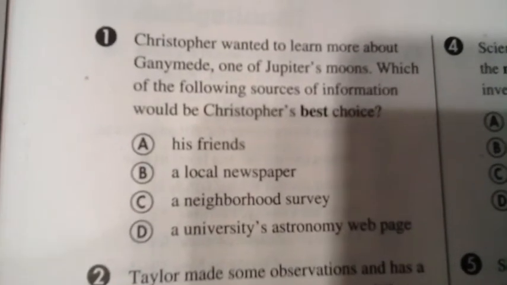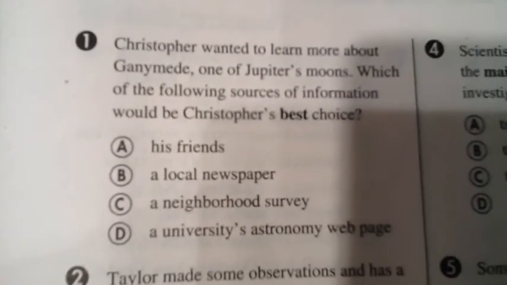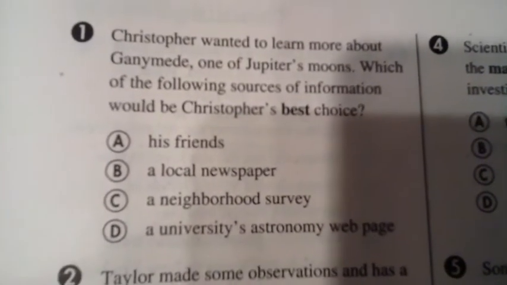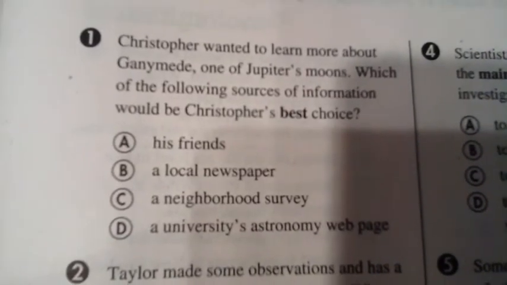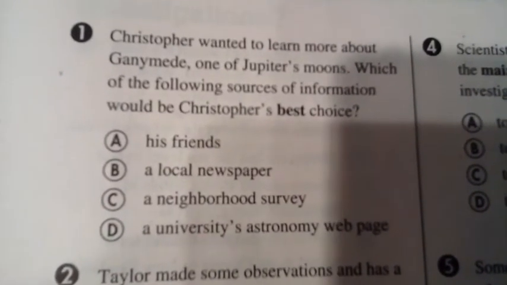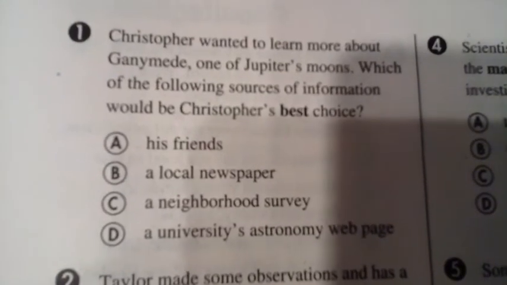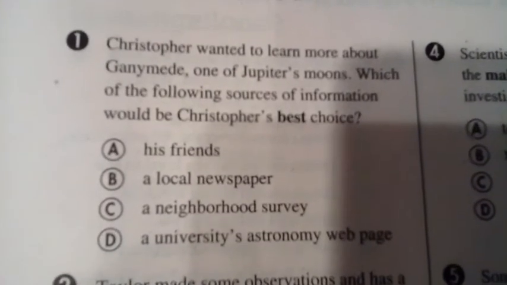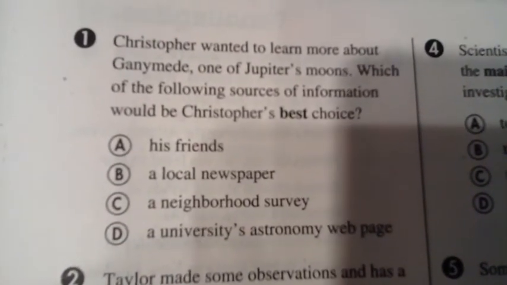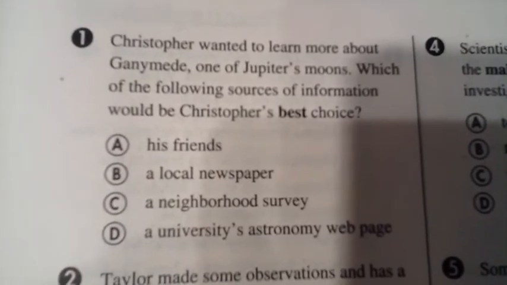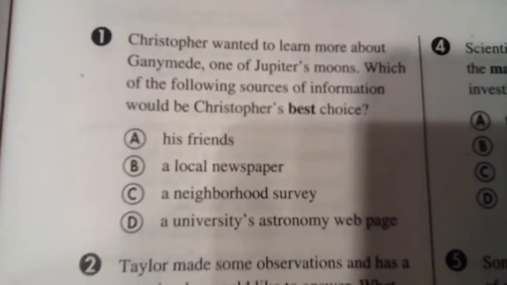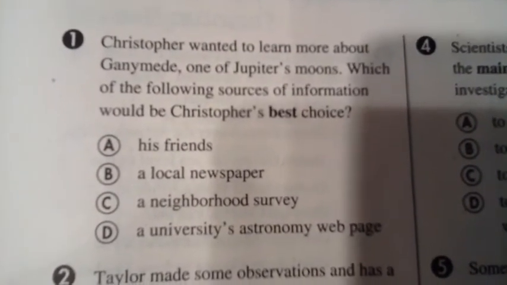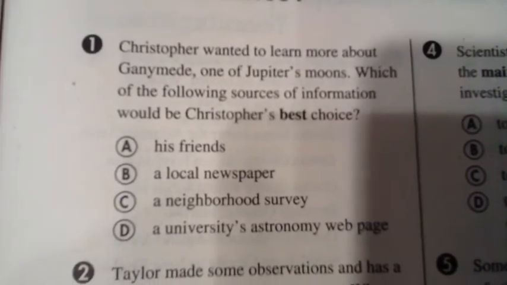So I'm going to look at the next one, a local newspaper. It's a newspaper. It could be credible, so I'm going to keep that one open. C, a neighborhood survey. Well, that might work if I actually had an astronomer in the neighborhood, but the chances of having one of those in my neighborhood are probably pretty slim. Not to mention there's probably a lot of people out there who don't know much about Jupiter's moons, so C does not seem likely. And then last is D, a university's astronomy webpage. Well, that hits two things I was thinking about earlier. It's got the word astronomy in it, and I know that Jupiter's moon is going to be dealing with astronomy, and it's a university, so that's pretty credible.